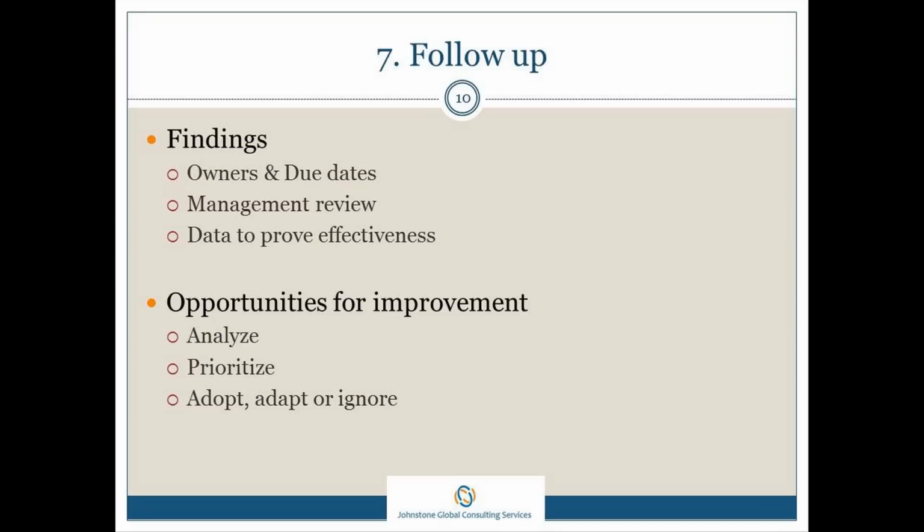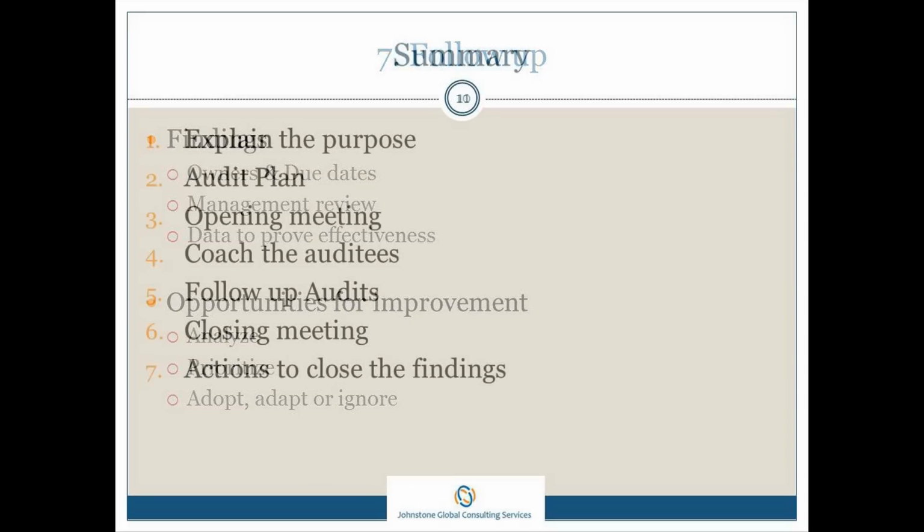Now, you have 3 outcomes with an opportunity for improvement. You may choose to adopt it just the way it's written, or you may adapt it, make a small change that makes it better for your business, or you could ignore it. Whatever you do, keep the list and write down the reasons that you made the decision that you made. So if the auditor comes back the next time and says, what did you do with these opportunities for improvement? You can explain which ones were adopted, which ones were adapted, and which ones you ignored.